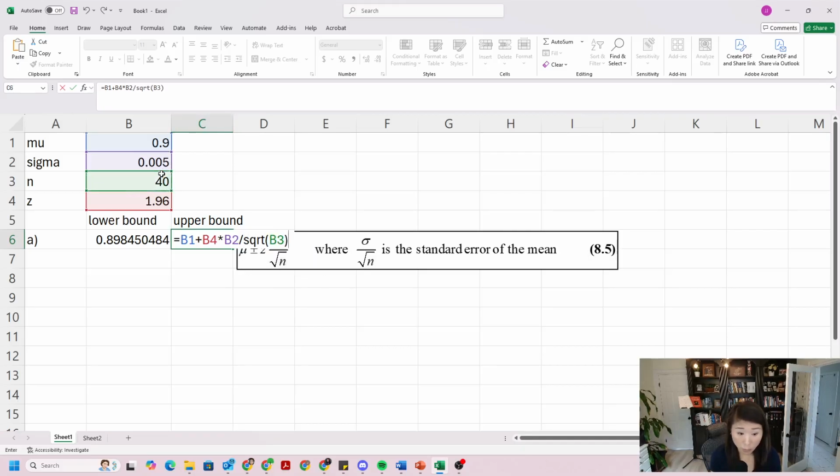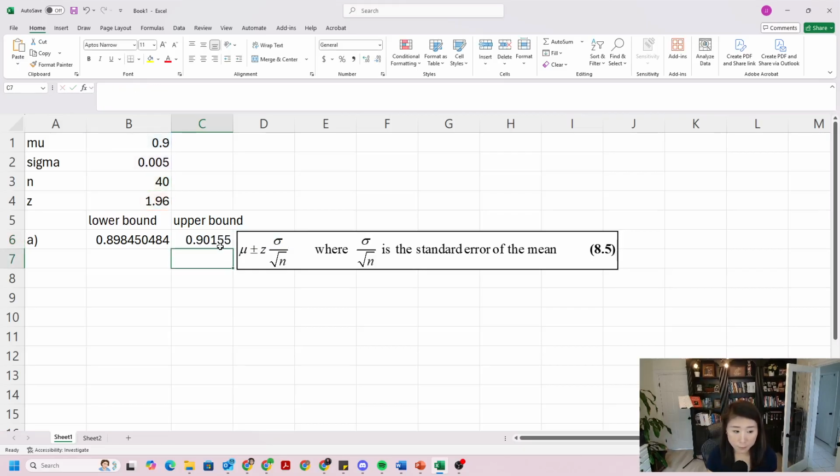If you think I went a little fast here, you can pause the video to see which cells I selected. I did not directly type the numbers. Instead, I selected the cells where I placed my original numbers, because this helps prevent typos. I have seen students make errors before. For instance, the sigma is 0.005, and some students somehow miss a 0, so the answer will be totally incorrect. Using this method will prevent such errors. So for this question, the 95% range for my sample mean is between 0.89 and 0.90.